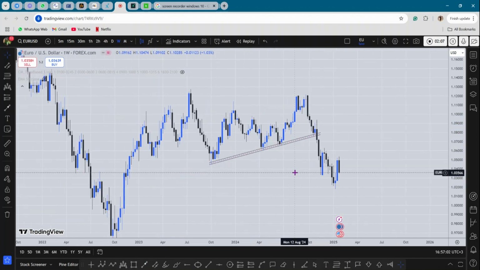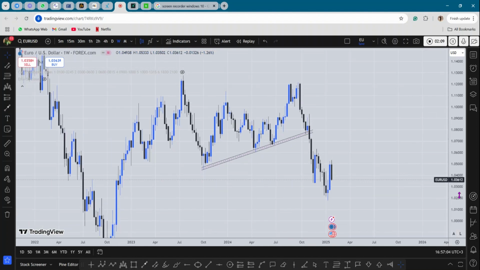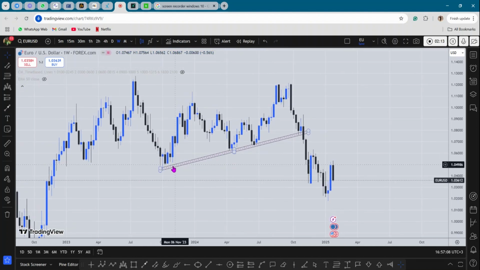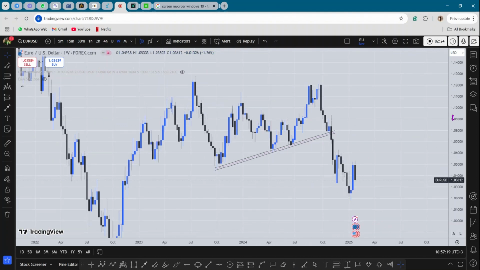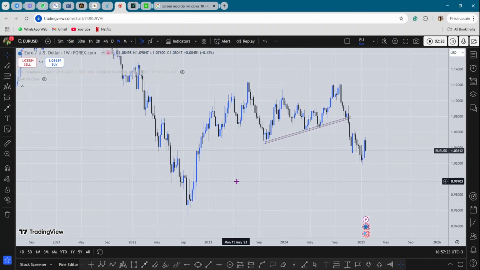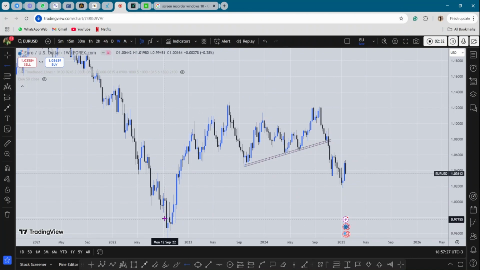Now, that qualifies for me as an area of value, or a value that is respected. I look for value that has at least three significant touches. Remember, we are on the weekly time frame now. If I have four, the better for me. So I start looking for support and resistance levels where the market is touching, tapping and respecting.